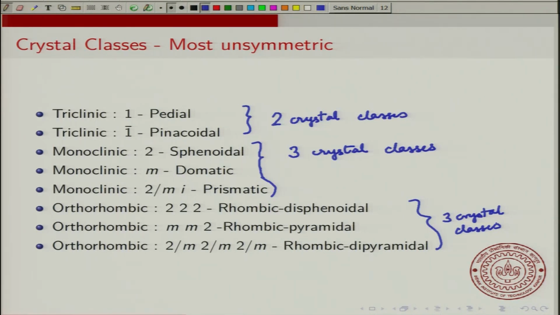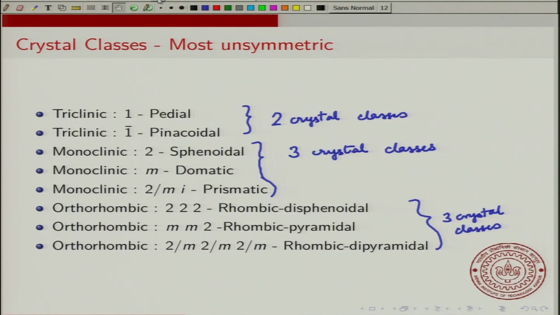These are referred to as rhombic disphenoidal, rhombic pyramidal, and rhombic dipyramidal. Now you can see that these groups have only one two-fold axis of rotation, if at all. Some of these have no axis of rotation, like the domatic or the pedial and pinacoidal. And everything has at least one two-fold axis.